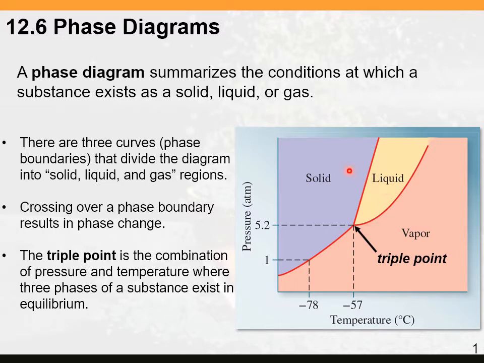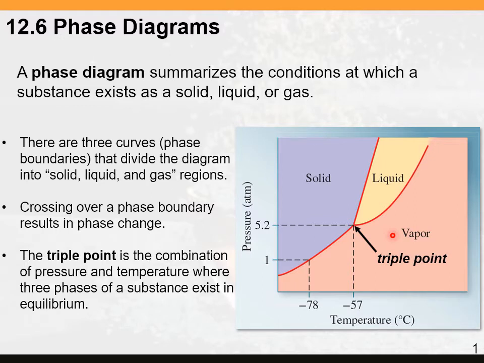For example, if our starting point, we are a solid at the shown pressure and temperature. If temperature is increased, meaning that horizontally we're moving to the right, we're going to cross the solid liquid boundary and turn into a liquid. So this is a phase change. So crossing the boundary lines results in phase change. From this point, if you decrease the pressure, meaning that we're going to go vertically down, we're going to cross the liquid vapor boundary line and turn into a vapor.